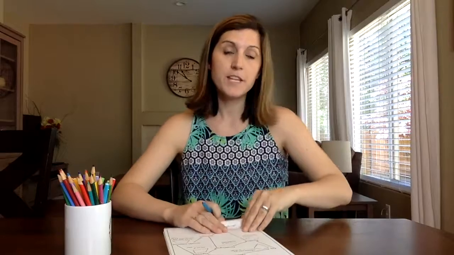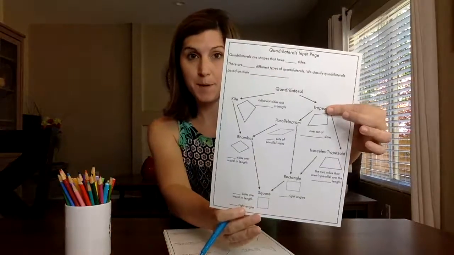Hi, today we're working on Grade 3, Module 7, Geometry. Our topic for the day is Quadrilaterals input page. Last time we named shapes based on their sides. Today we're going to focus on one shape, the quadrilateral, and we're going to find specific names for different quadrilaterals based on their attributes. So let's look at our sentences.